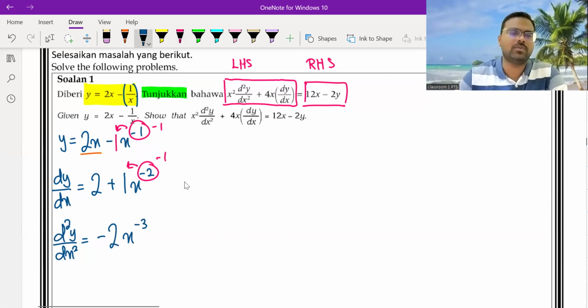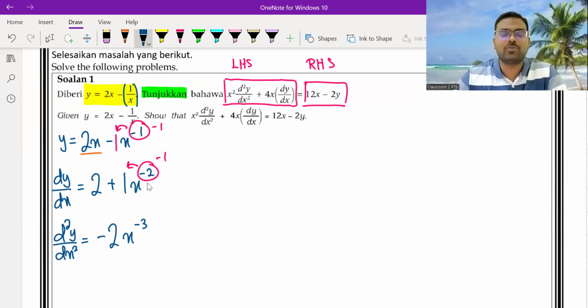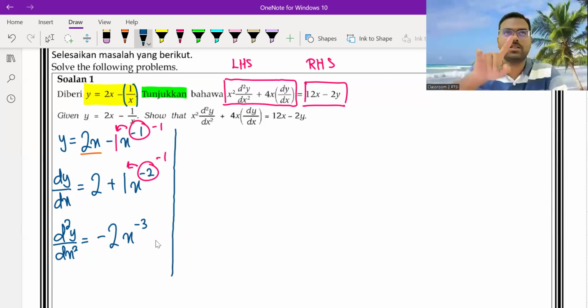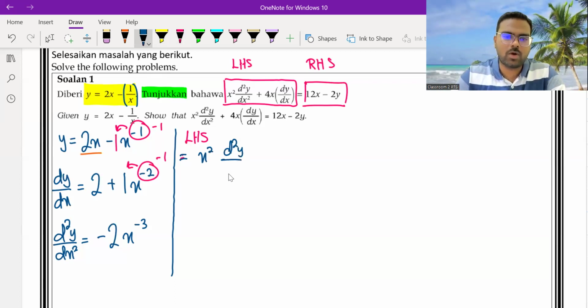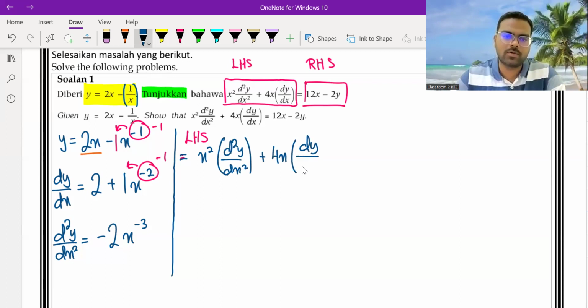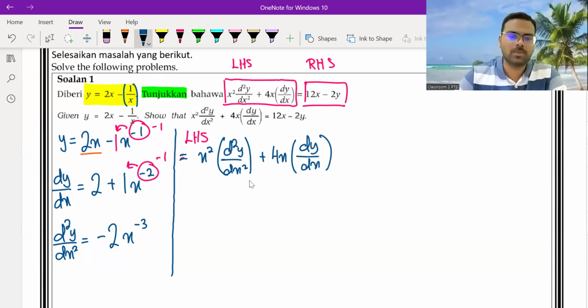I like this, but the problem with this is we don't like all these negative powers, right? So later, masa kita gantikan, kamu jangan guna negatif. Kita turunkan dia ke bawah. I'll show you. Over here. Left-hand side. Left-hand side, which is x squared. D square y over dx square plus 4x dy dx. Okay?